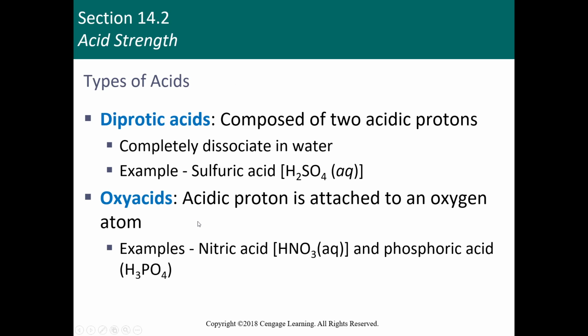Now, oxyacids, this is going to be an acidic proton that's attached to an oxygen atom. We've actually already seen several examples of this. It's actually one of the most common acids, and it's almost the only organic acid out there, the only biological acids. You'll typically find them being oxyacids. So here are some examples of oxyacids. We have nitric acid, of course, phosphoric acid. We also have sulfuric acid. Those are all oxyacids.